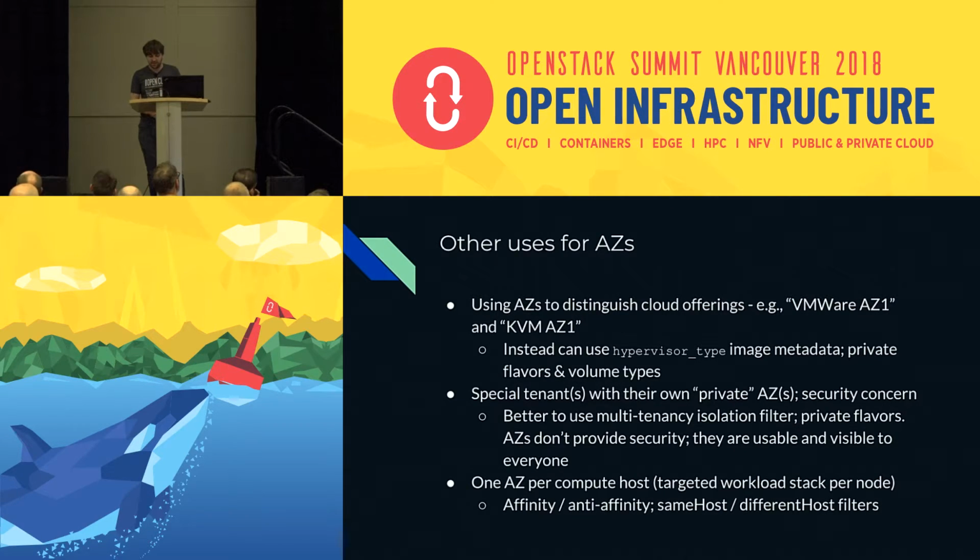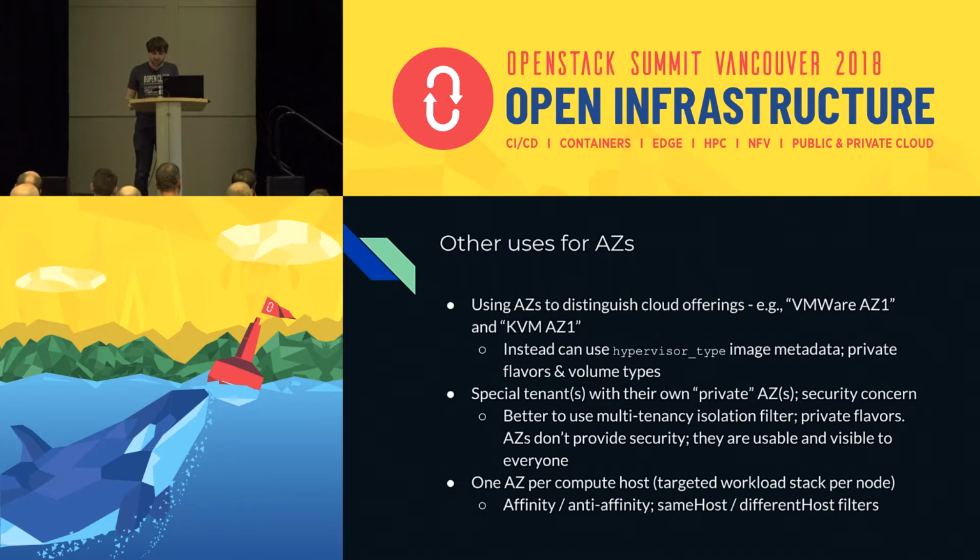If you have tenants that need to be on their own special hardware, for example, you can achieve this using features like the multi-tenancy isolation filter and private flavors. And the last one here I've seen is AZs defined for each compute host, from an operator who wanted a specific set of workloads to run on each hypervisor. But again, you could do this using some mix of affinity and anti-affinity filters, and the same host and different host filters in Nova.